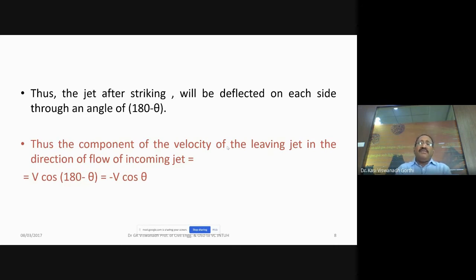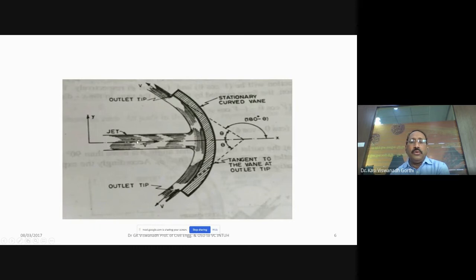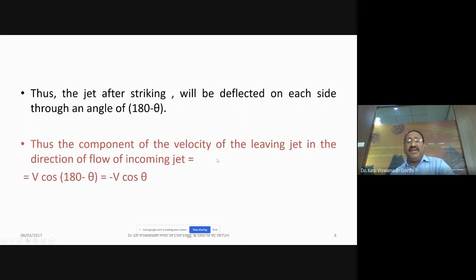Thus, the component of the velocity of the leaving jet in the same flow direction of the incoming jet would be, so incoming liquid jet is having a velocity v before it is striking. The leaving or outgoing liquid jet is having a velocity v with angle of deflection of 180 minus theta. So if you take the component of this velocity v along this jet direction, it becomes v cos (180 minus theta), or minus v cos theta. Minus v cos theta will be the component of the velocity of the leaving jet in the direction of the flow.